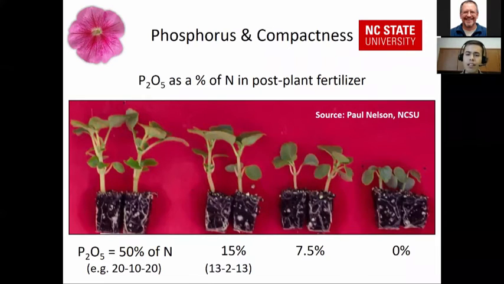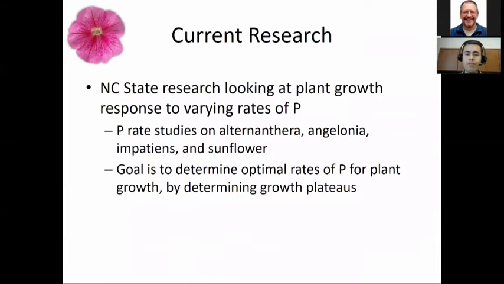And so a lot of my research is based off of the findings of Dr. Nelson. So here, again, I'm researching here at NC State, looking at plant growth response to various rates of phosphorus. I've done some phosphorus rate studies on Alternanthera, Angelonia, impatiens, and sunflowers, and my overall goal has been to determine optimal rates of phosphorus for plant growth by determining growth plateaus. And I'll show you what some of those growth plateaus look like in a minute here.